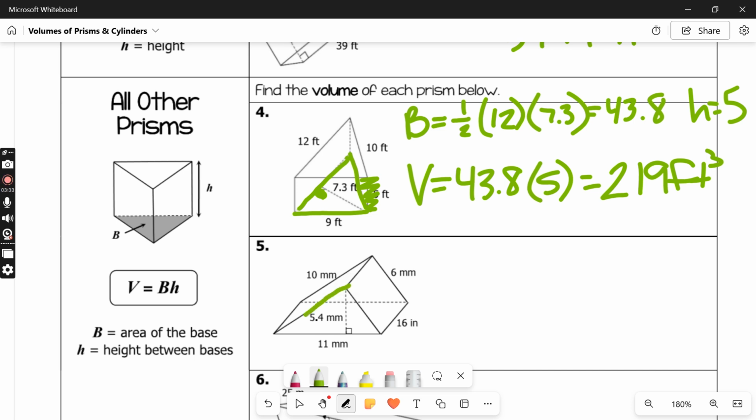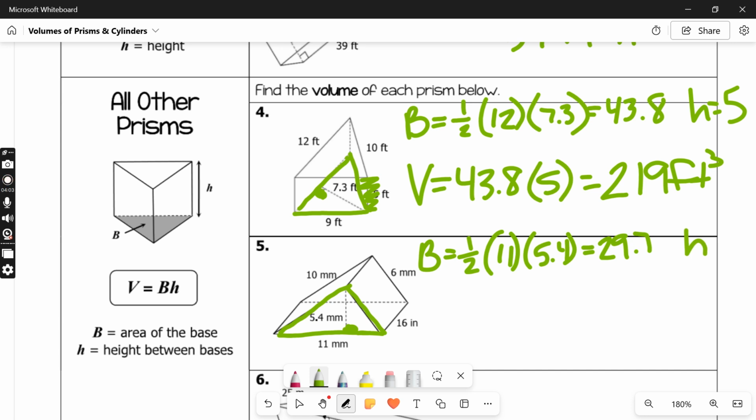Okay, we're going to do it again. This is a triangular prism. So this base here is this triangle. So to find my area, I'm going to do 1/2. Base and height of a triangle have to be connected at a right angle, which is right here. So those two would be 11 times 5.4, which is going to be 29.7.